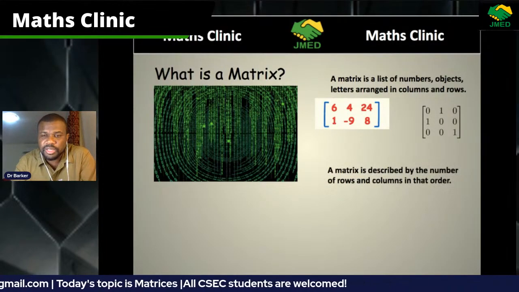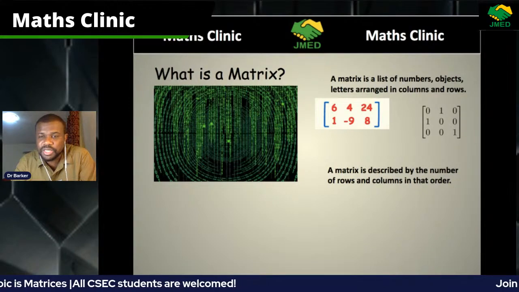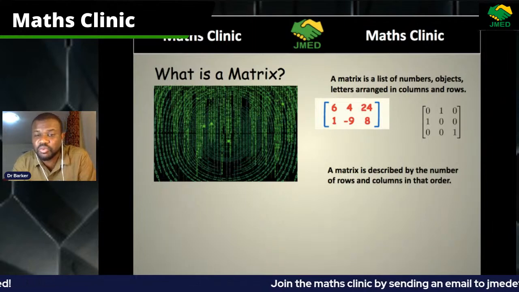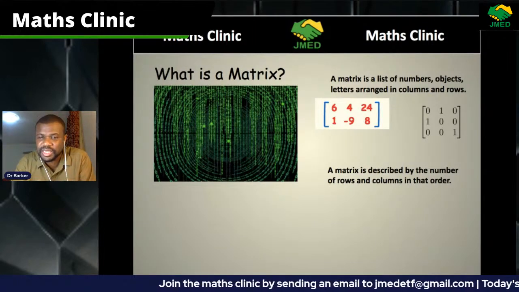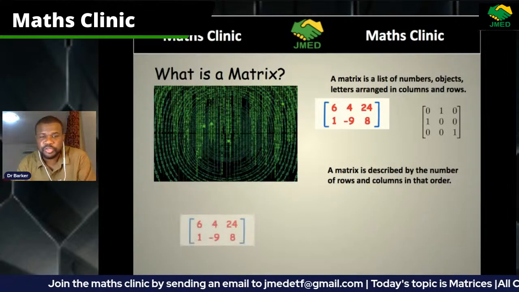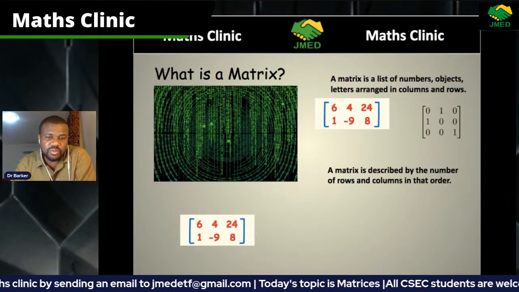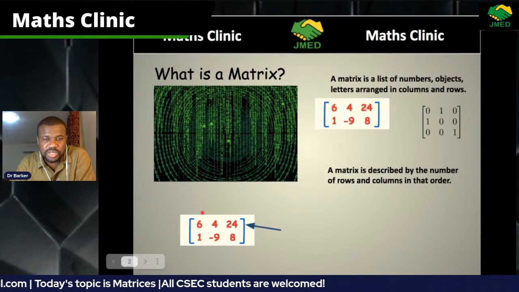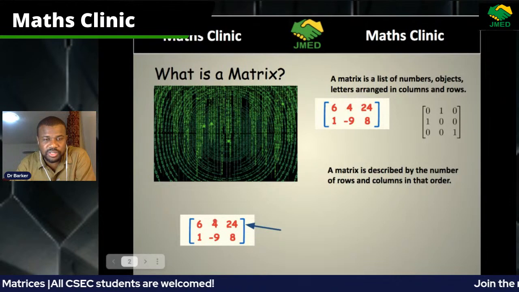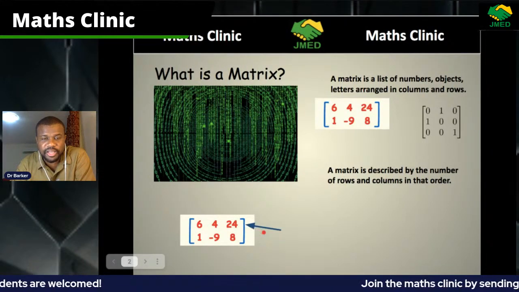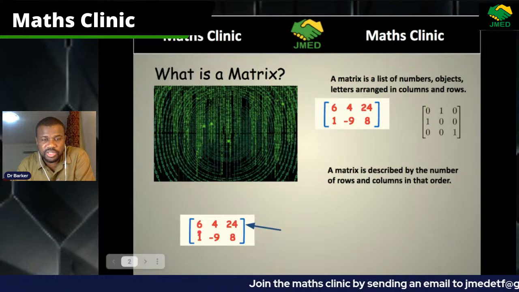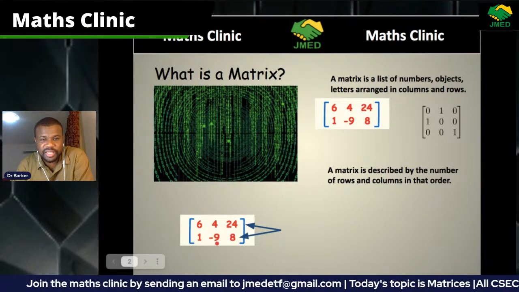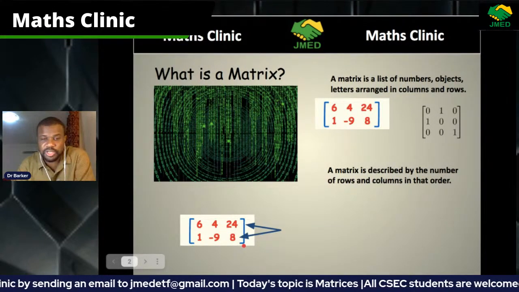So the matrix is normally described by the number of rows and columns, in that order. Whenever we talk about a matrix, we try to understand it by stating the rows and the columns, and by doing that, we've essentially described the matrix. For a matrix like the one I just showed you, when we're talking about rows, we're talking about the horizontal alignment of the numbers. So going across, 6, 4, and 24 are in one row. Likewise, there's another row here, 1, -9, and 2. So there are 2 rows in this matrix.